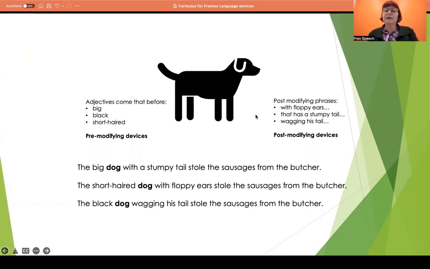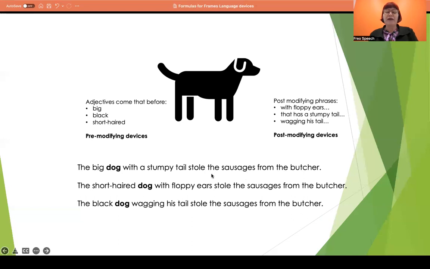That has a stumpy tail, wagging his tail. And sometimes you can use both. The big black dog wagging his tail is the best one I've ever seen. The short-haired dog with floppy ears is bound to win the champion dog competition.